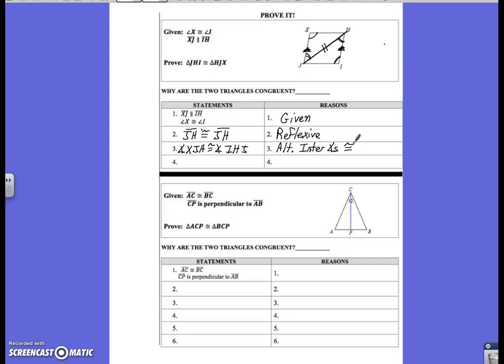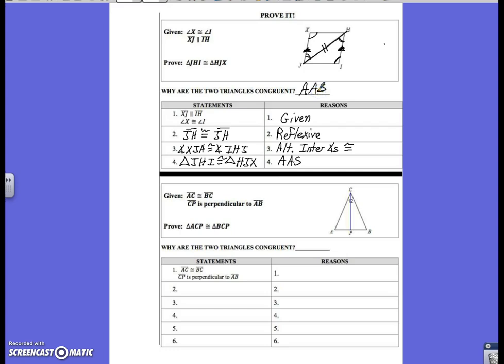So now let's take a look at what we've got. Hey, we've got two angles and we've got a side. So are these two triangles congruent? Yes, they are. Triangle JHI is congruent to triangle HJX by what reason? By angle, angle, side. So can we prove them? Absolutely, with angle, angle, side.